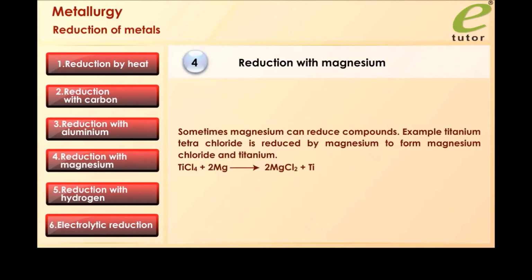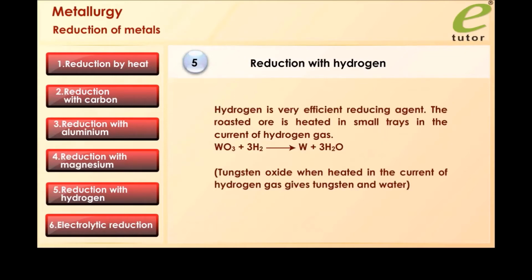Reduction with magnesium. Sometimes magnesium can reduce compounds. Example, titanium tetrachloride is reduced by magnesium to form magnesium chloride and titanium. Titanium tetrachloride TiCl4 plus 2Mg, magnesium, gives 2MgCl2, magnesium chloride, plus Ti, titanium.